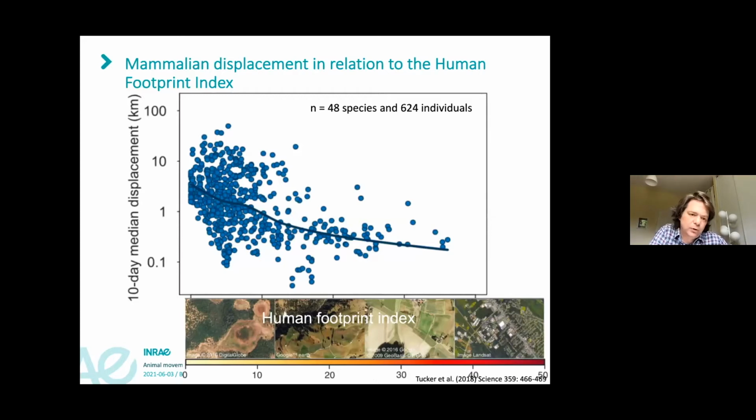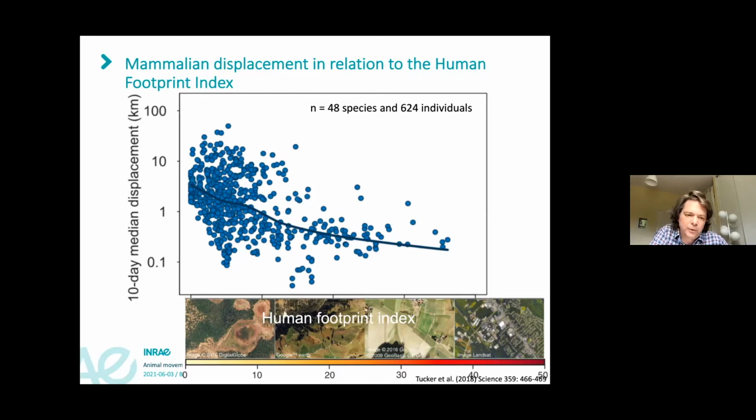About 2 years ago, a large consortium looked at how far animals move: the median displacement over 10 days in kilometers on the y-axis, and notice that this is again a log scale. They looked at that as a function of the degree to which the environment has been transformed by humans, the human footprint index on the x-axis, which goes from low values in essentially pristine environments to values of 50 in the center of New York. Along this human footprint index, we see that animals move less over a specified period of time.